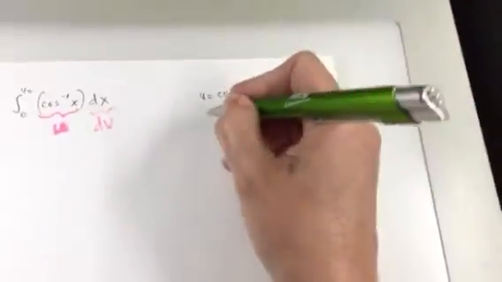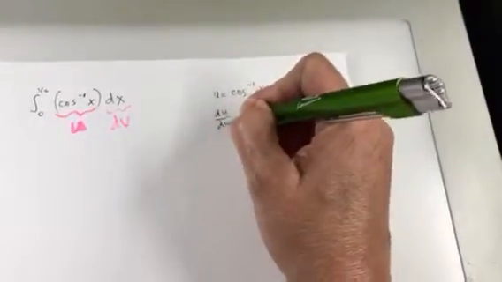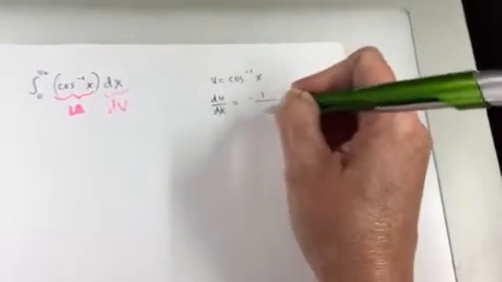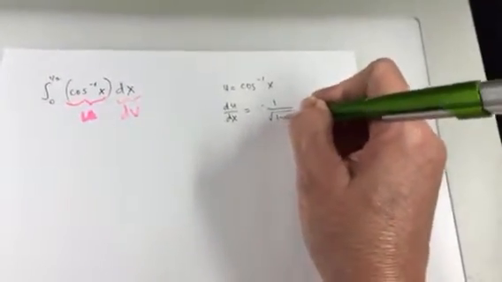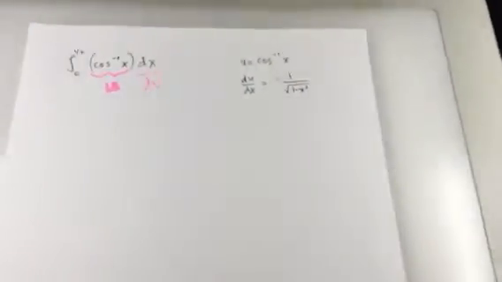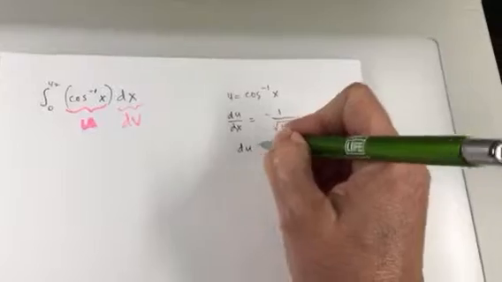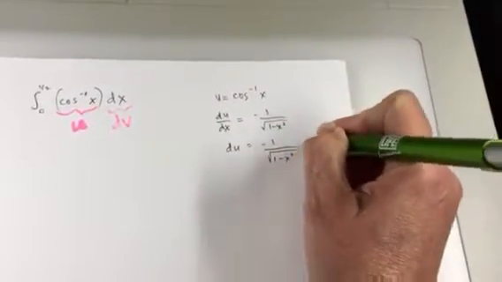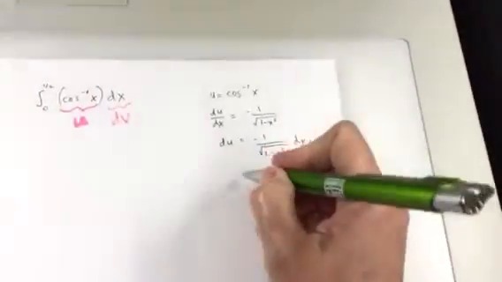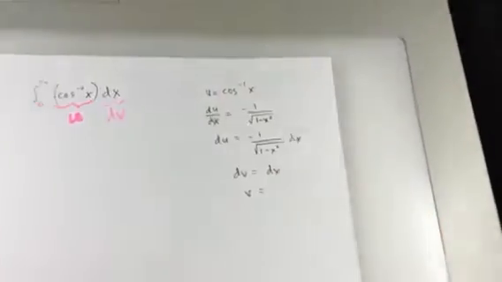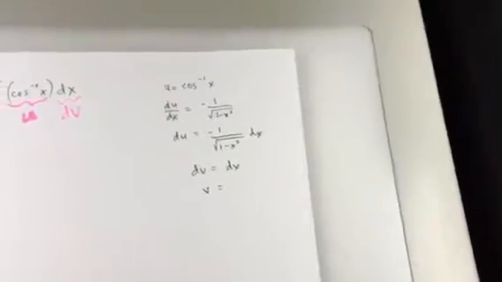What is the derivative of inverse cosine of x? Well, I'll tell it to you. Negative 1 over the square root of 1 minus x squared. So that's something from last semester. And so du is negative 1 over the square root of 1 minus x squared dx. dv will be dx. V is the integral of dx, so v will be x.